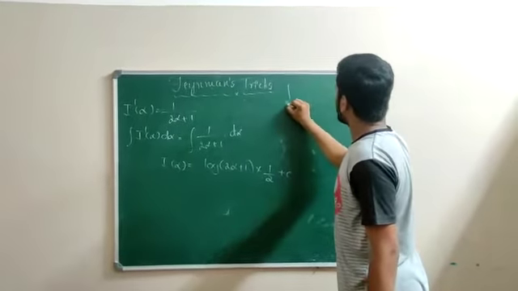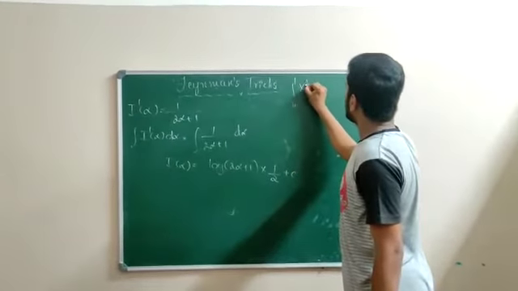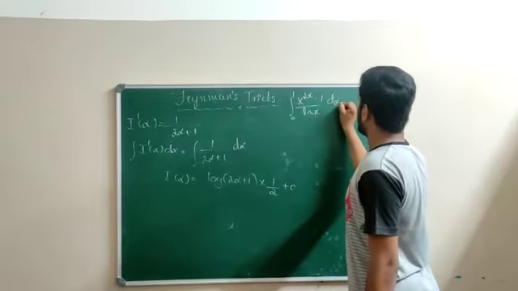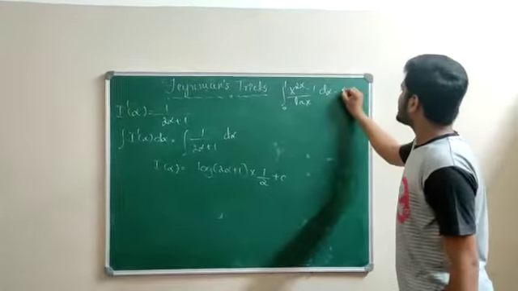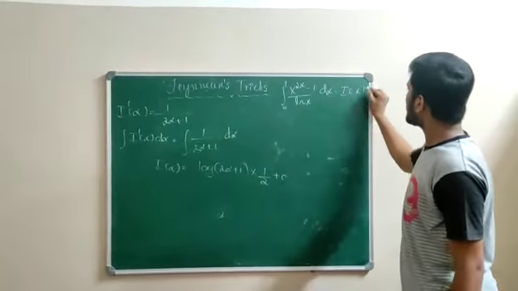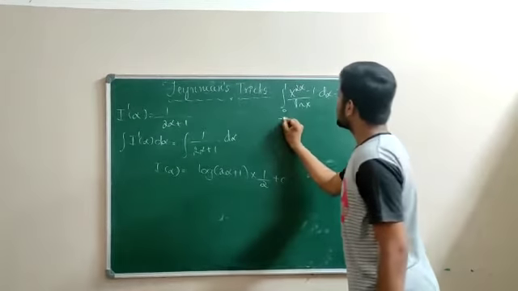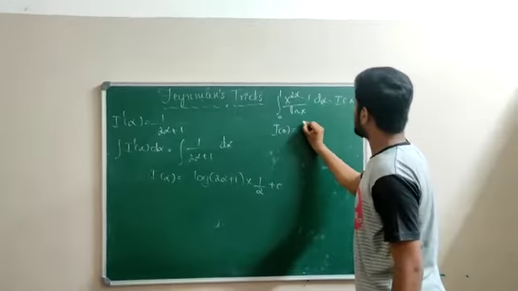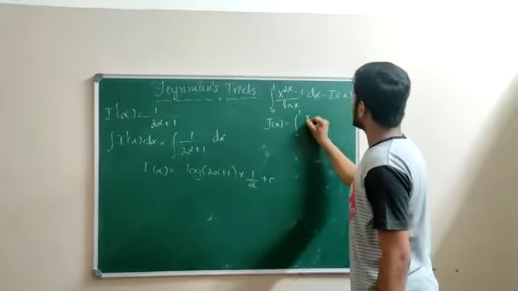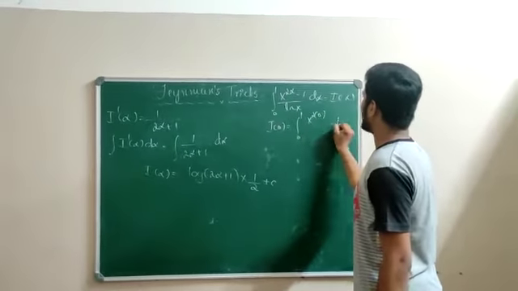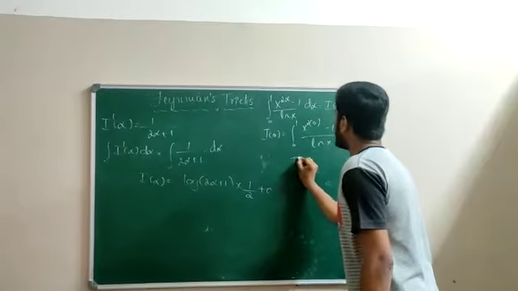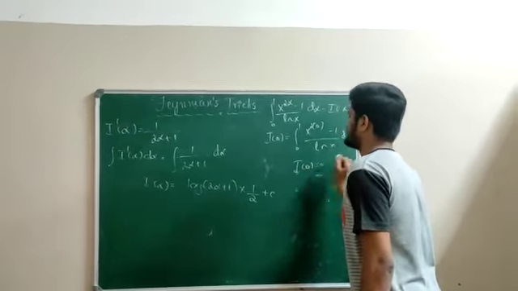I will rewrite again: the integral from 0 to 1 of (x to the power 2 alpha minus 1) by ln x dx. This we already took as I of alpha. So applying alpha is 0 here, I of 0 is equal to the integral of (x to the power 2 into 0 minus 1) divided by ln x into dx. So I of 0 is equal to 0 here.